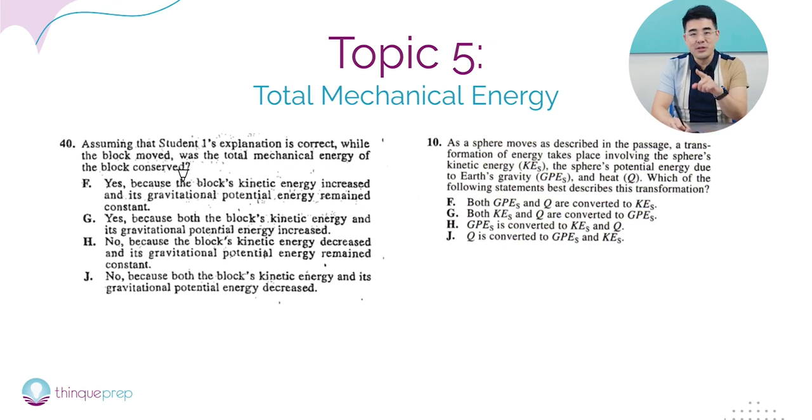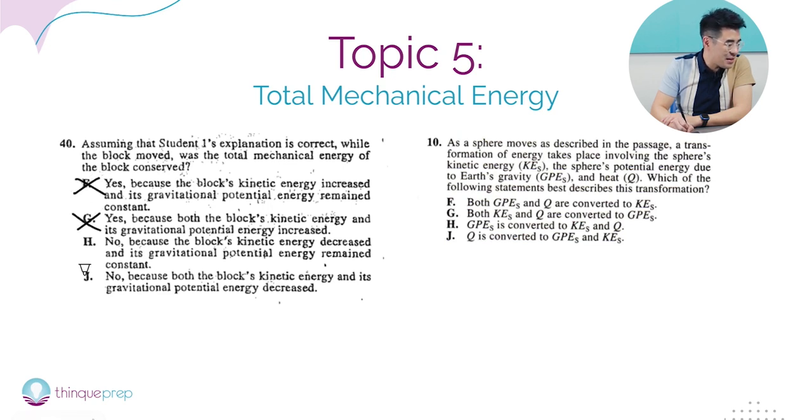So you got to be careful with students. We don't know if students are talking using scientific fact or not, but let's assume the student is talking using scientific fact. Well, in the systems that we measure, they are not closed systems. So typically speaking, TME is not conserved. And which one makes more sense between H and J? It'd probably be J, right?